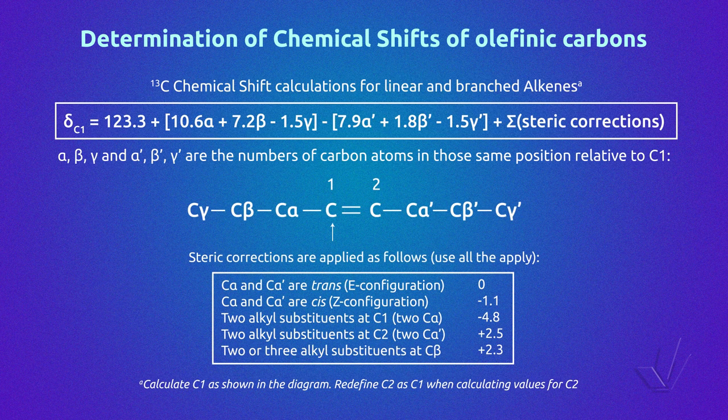This can be useful to calculate, for example, terminal groups in polyolefins. The equation used to calculate the chemical shift in this case uses as constant 123.3, which corresponds to the chemical shift of an olefinic carbon. Then, there are additive parameters for saturated carbon alpha, beta, and gamma from the olefinic carbon 1. The aliphatic carbons bonded to the carbon 2 are named alpha prime, beta prime, and gamma prime. There are also some steric corrections listed in the table below.